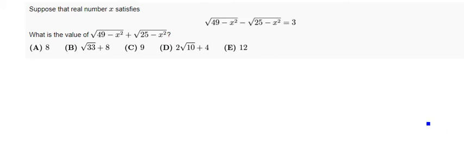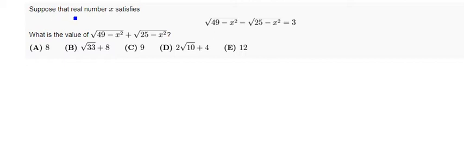Alright guys, here we have our problem, question 10 of the 2018 AMC 10 test A. We're going to solve this problem right here, okay? And this is not really a hard problem.